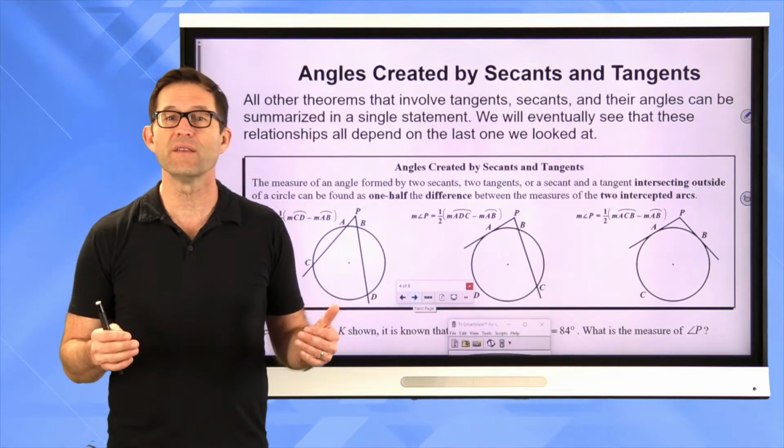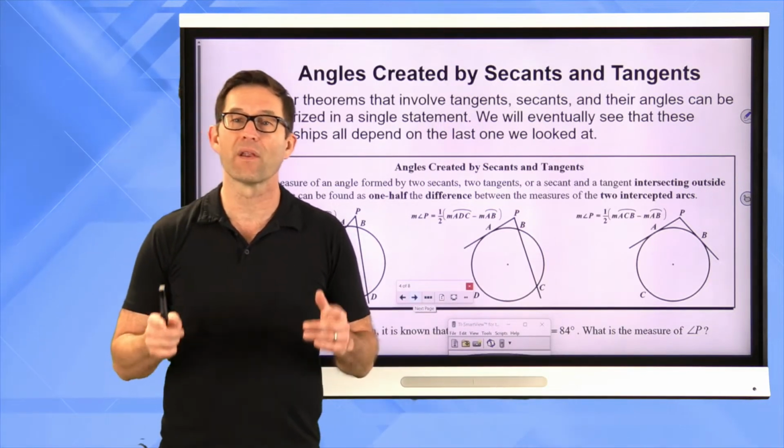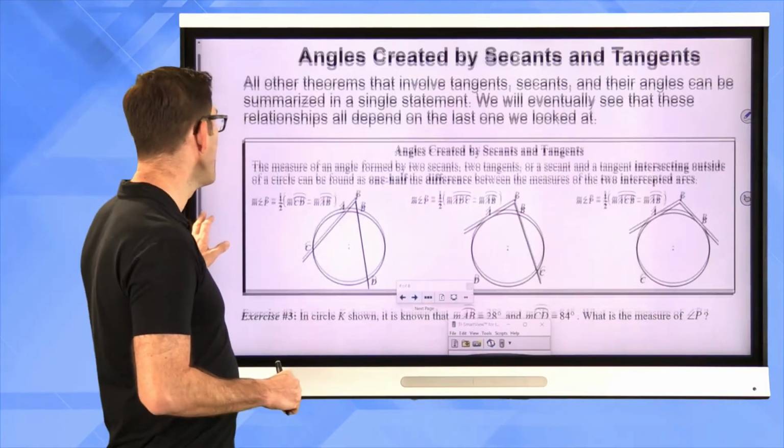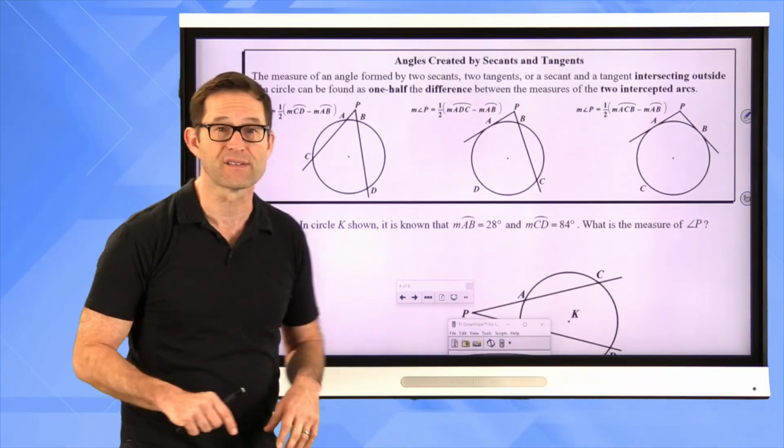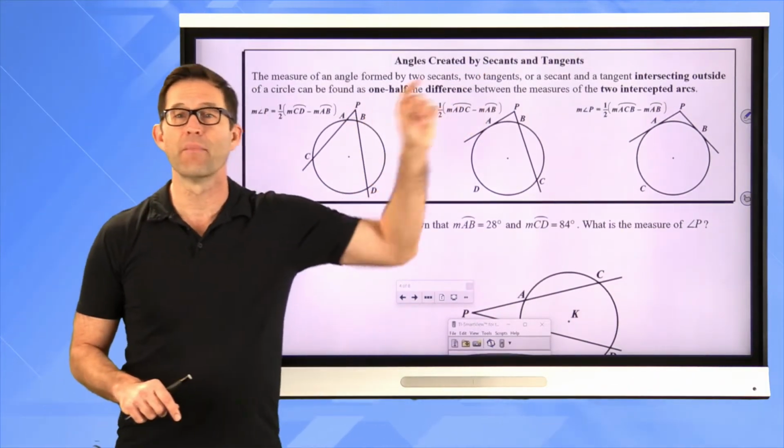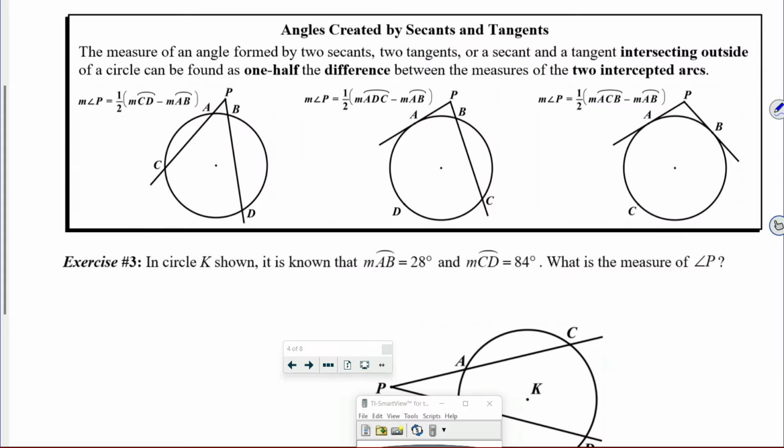We will eventually see that these relationships all depend on the last one that we looked at, but that won't come until we prove them in the next lesson. So let's take a look at angles created by secants and tangents. The measure of an angle formed by two secants, two tangents, or a secant and a tangent intersecting outside of a circle can be found as 1/2 the difference between the measures of the two intercepted arcs.